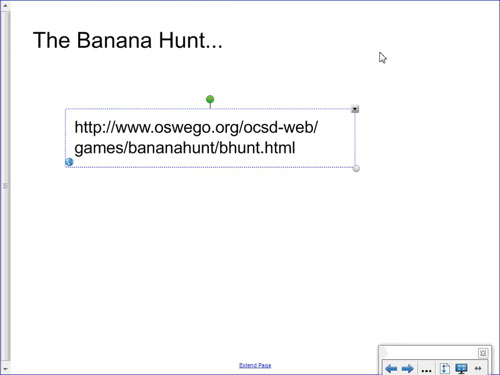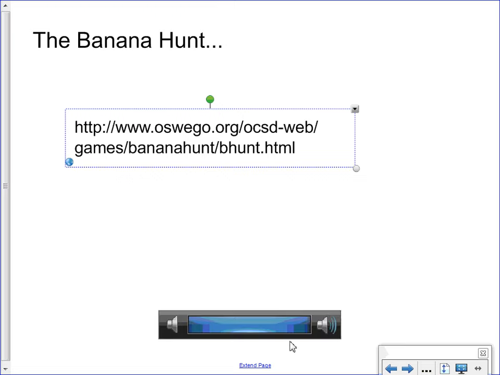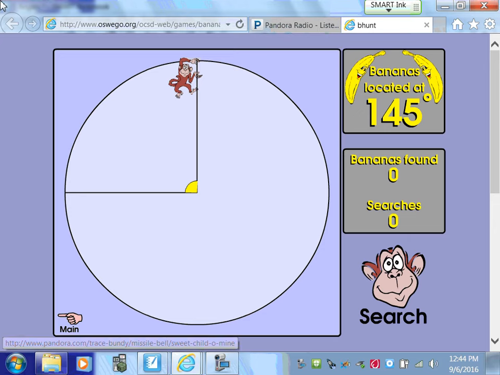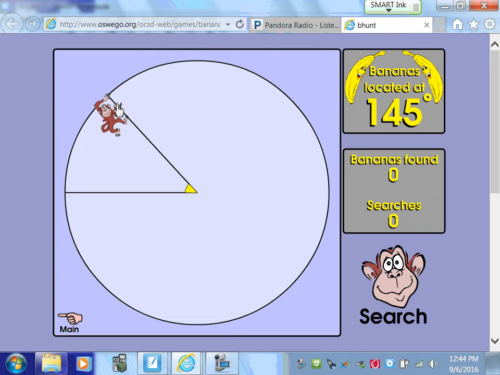So here's how the banana hunt works. Right now the monkey is at what degree? 90. The monkey's at 90. Halfway from 0 to 90 is 45. A straight line is 180. If you add 90 more to that, what's that? 270. All the way around is 360, a full circle.